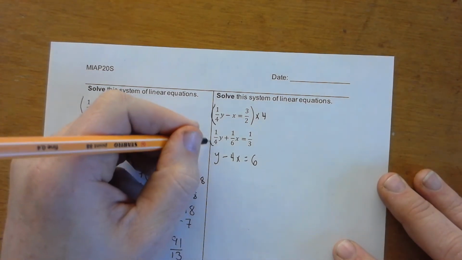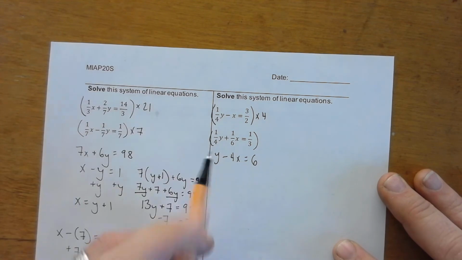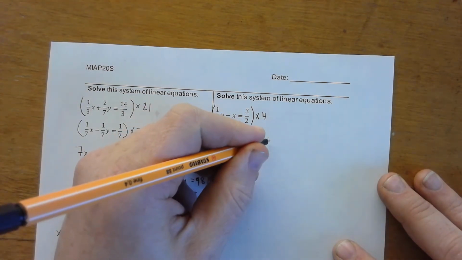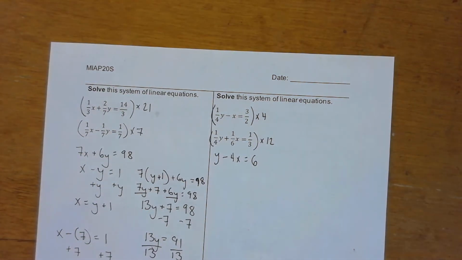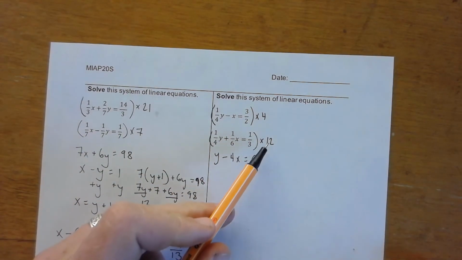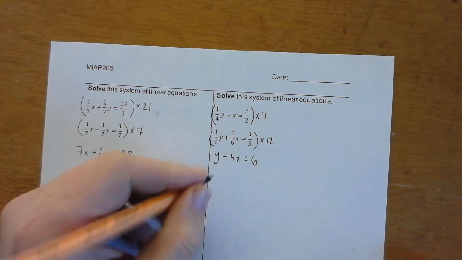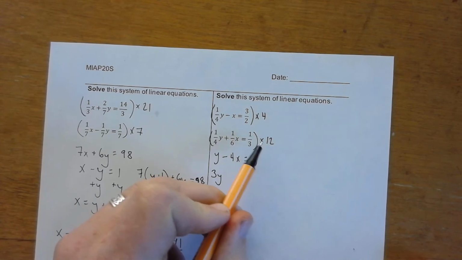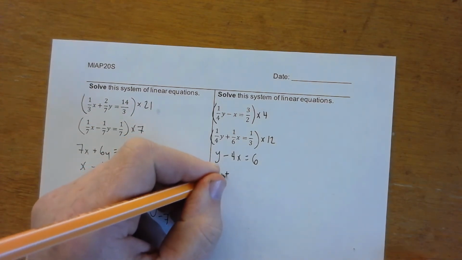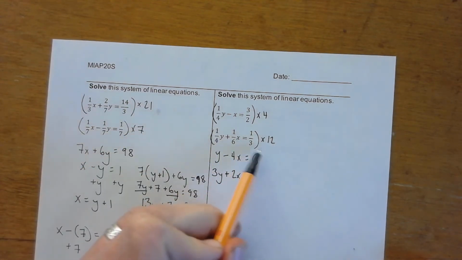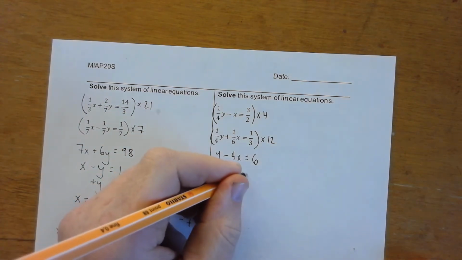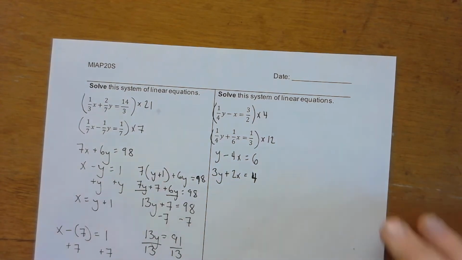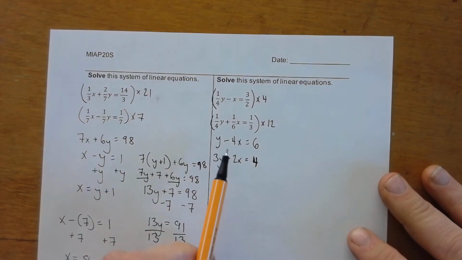And then for that second equation, I have denominators 4, 6, and 3, and the LCM there is 12. 1/4 times 12 is 12/4, which is 3y. 1/6 x times 12, so 12/6, becomes 2x. And 1/3 times 12 becomes 12/3, which is 4. So now I have two equations like this.